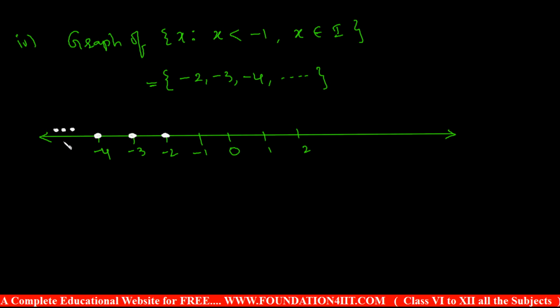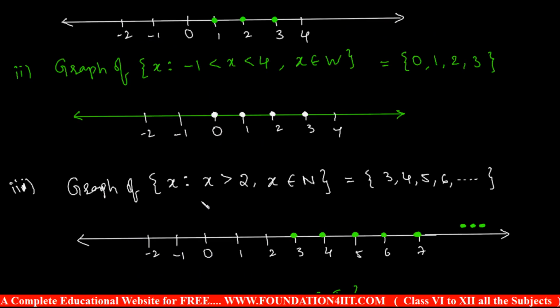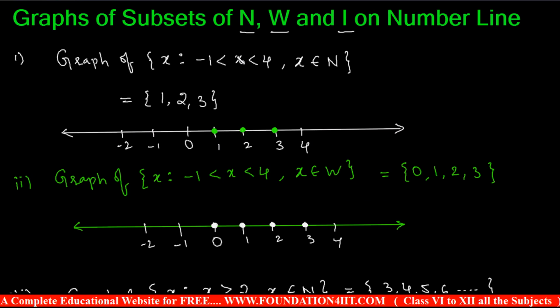Keep them on the left side. The darkened circles show the integers contained in the set, and the three dark dots above the left part of the line show that negative integers continue infinitely, indefinitely. So all the negative numbers can be taken continuously. This is the process for graphs of subsets of natural numbers, whole numbers and integers.